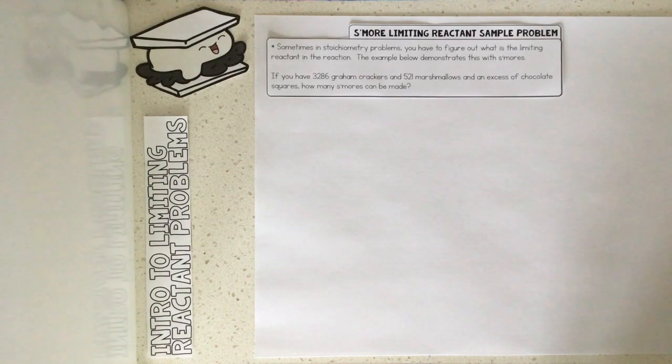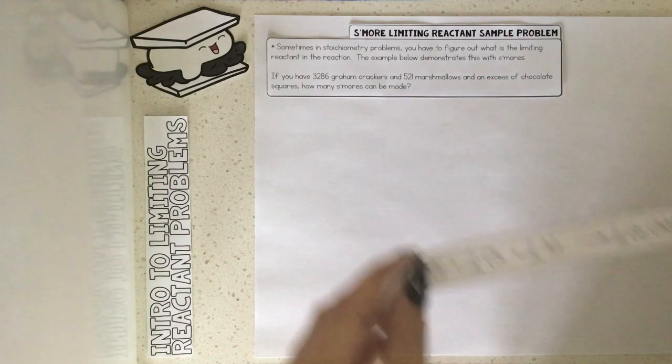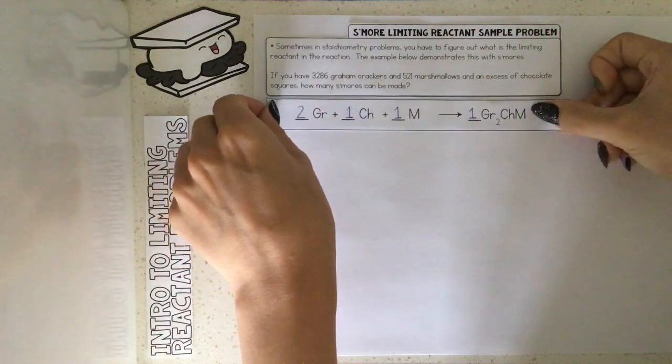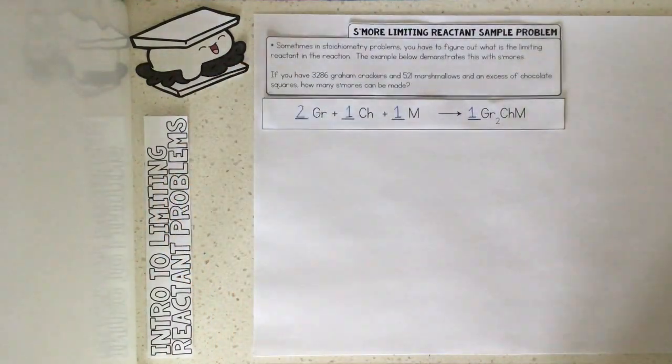If you have 3,286 graham crackers and 521 marshmallows and an excess of chocolate squares, how many s'mores can be made? We'll need our chemical equation that we've established. We're going to use 5 steps to figure out this problem. You might be able to do it in less with this s'mores example, but these 5 steps can be followed for any stoichiometry problem where you have a limiting reactant.